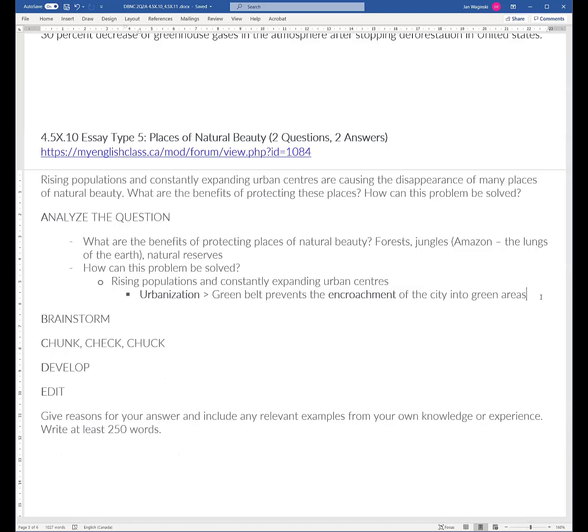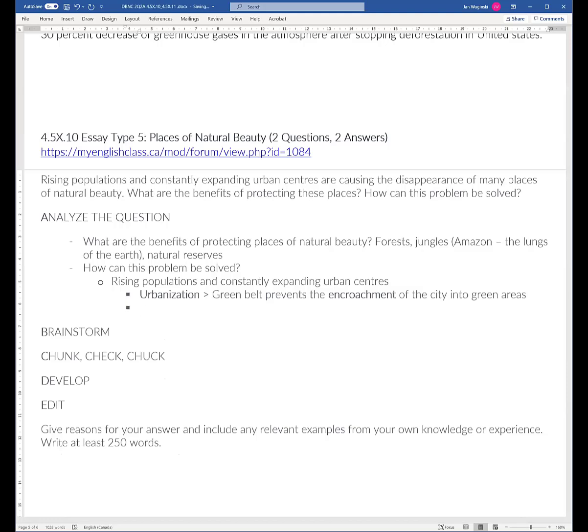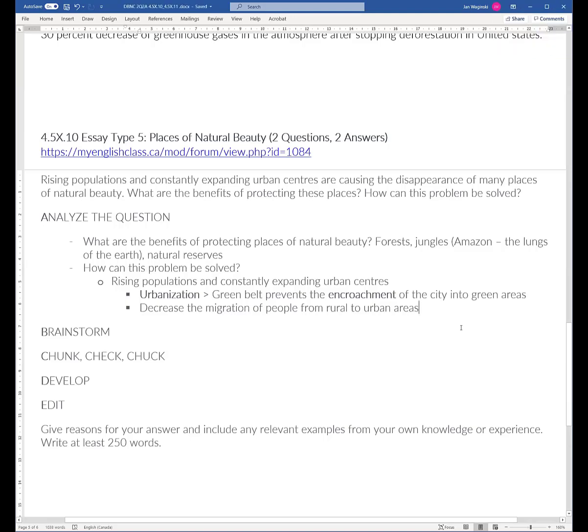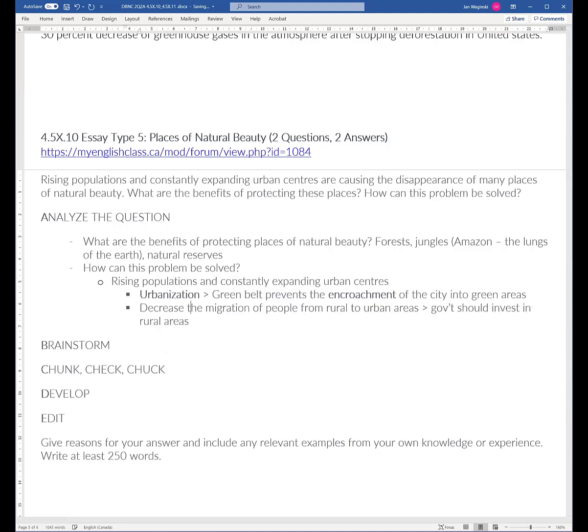Decrease migrating of people from rural areas. And what was the solution that we mentioned previously that would encourage people to stay in their own areas? Like the government invests in the rural areas, like increasing job opportunities, building infrastructure. That might work.